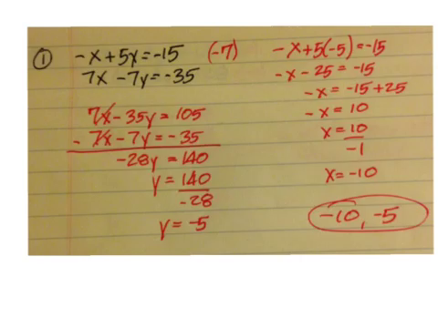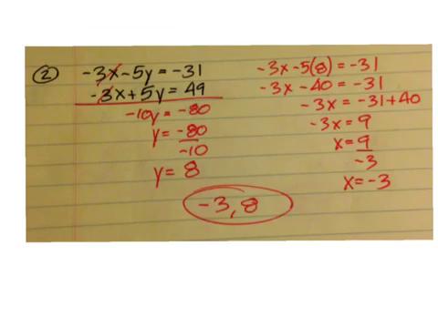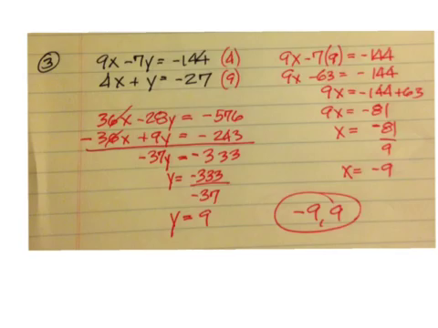For today's homework answers, you can have 1 point for each number in the answer. So each problem is worth 2 points for a total of 12. And each number within the answer is 1 point. Number 1 is -10, -5. 2 is -3, 8. 3 is -9, 9.